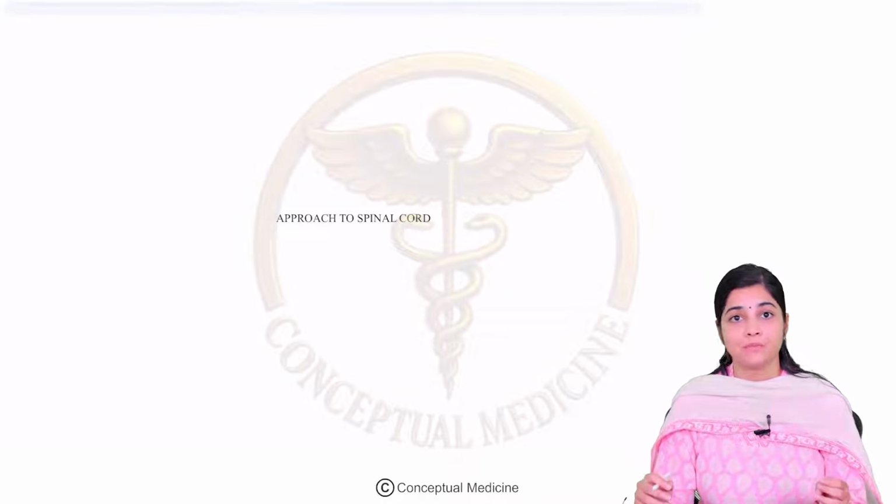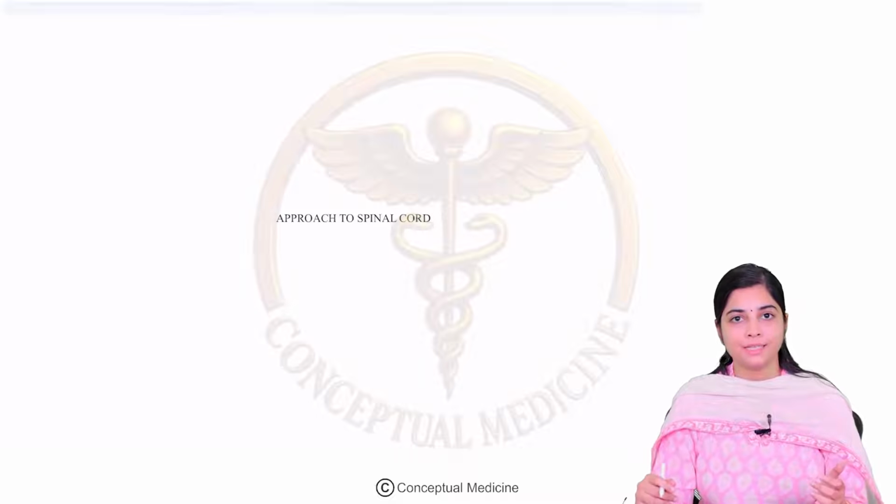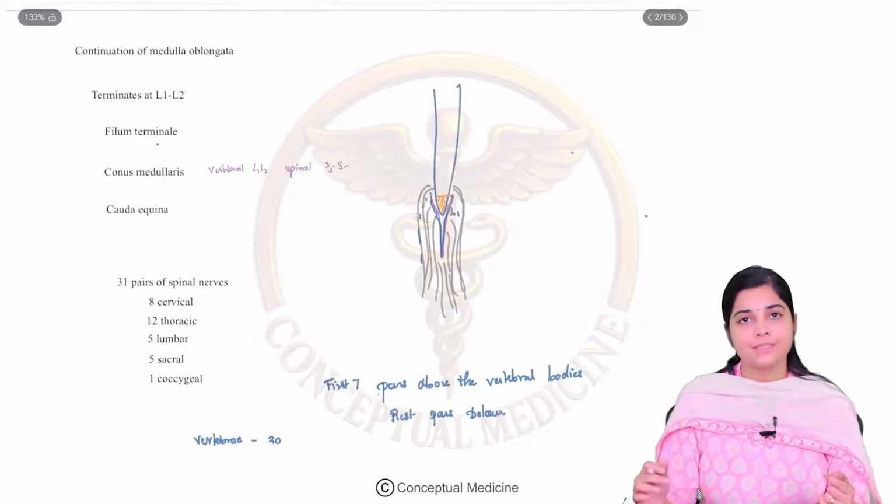Today we will be starting off with a very important topic, which is your approach to spinal cord. So in this chapter we will be looking at some of the applied anatomy and clinical aspects and how you localize a spinal cord lesion. So let's begin. So what is the spinal cord?